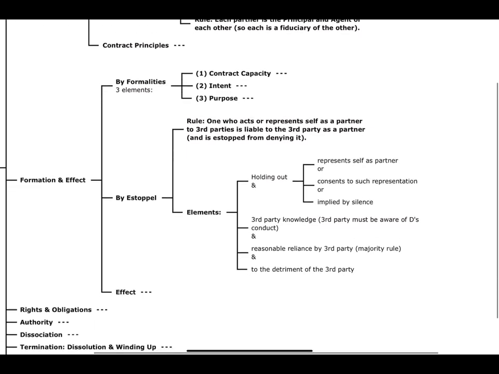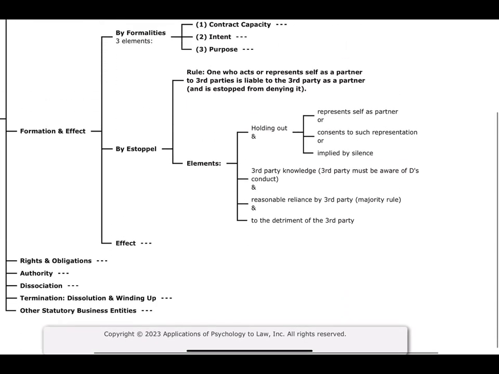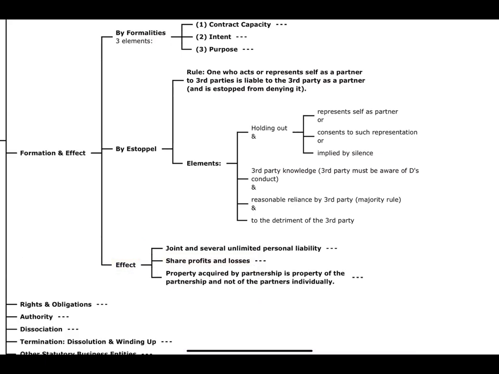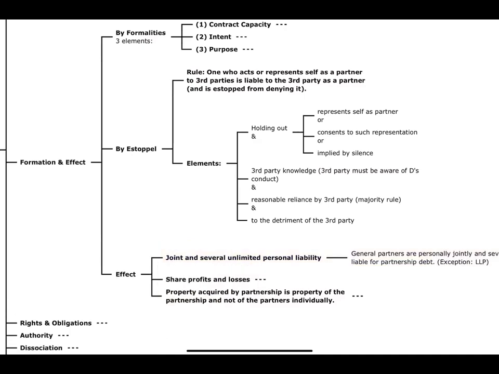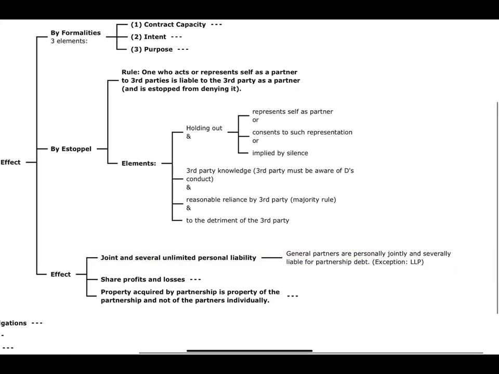But go down to formation and effect. Look at the effect of forming a partnership. It results in joint and several unlimited personal liability for the partners. We have a lot of detail in this part of the schema.